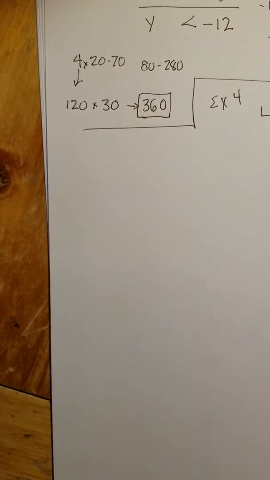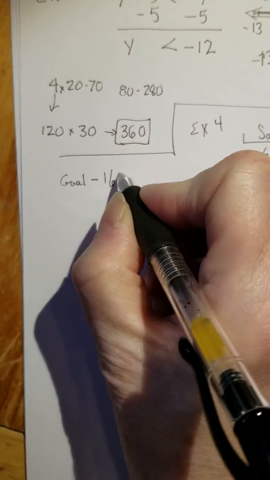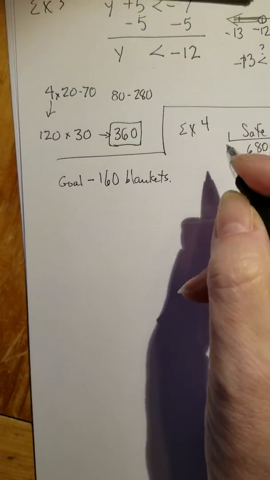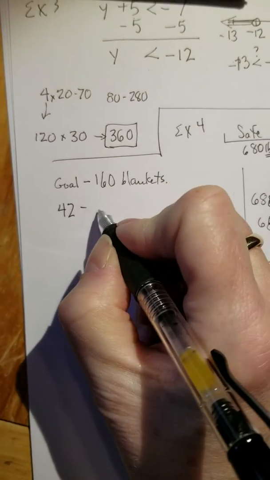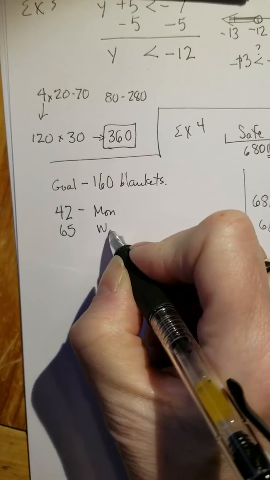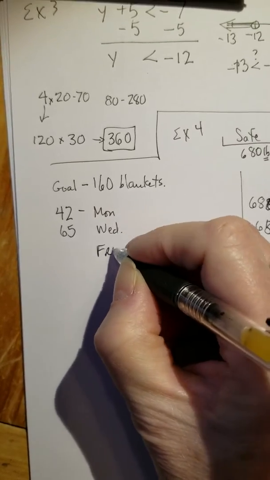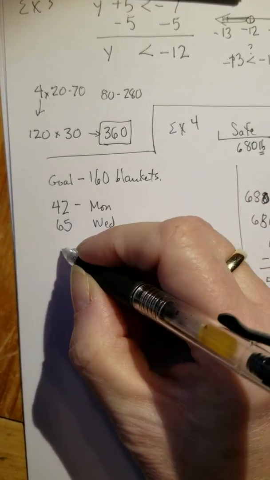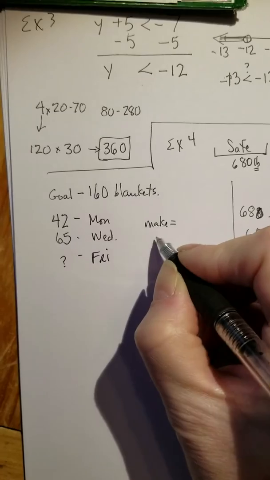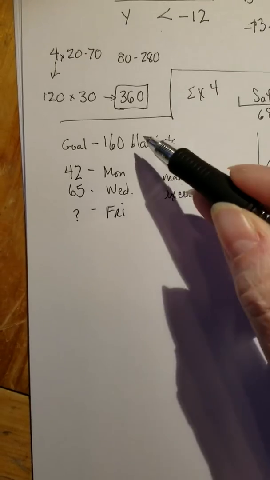their problem. Your baseball team has a goal to collect 160 blankets for a shelter. Team members brought 42 blankets on Monday, and they brought 65 blankets on Wednesday. How many more blankets must they donate on Friday in order to make or exceed their goal? So we want to make, that's equal to, or exceed, that's greater than, the goal. And the goal is 160.